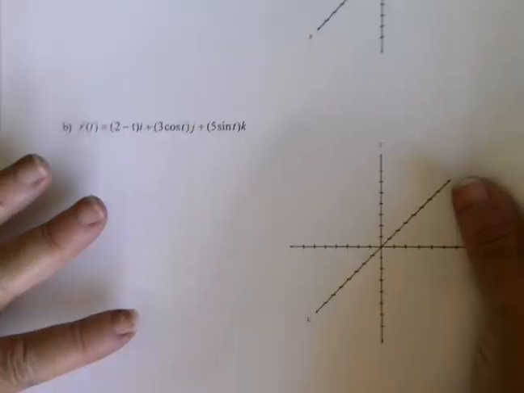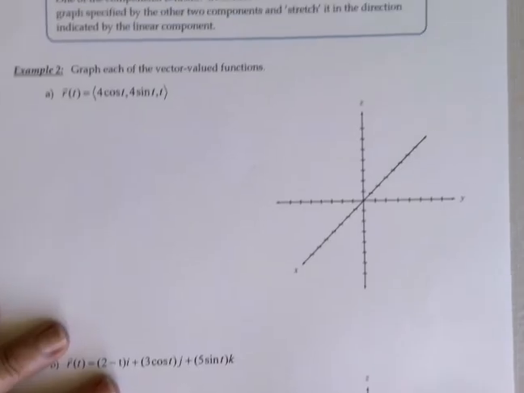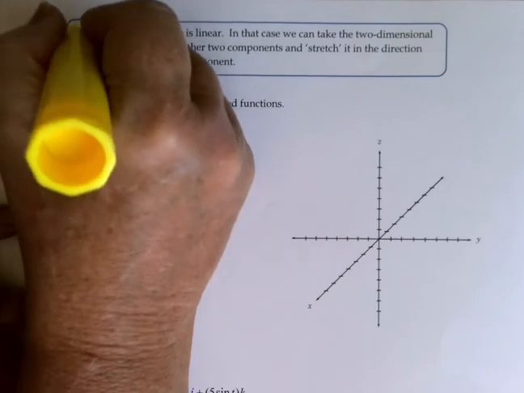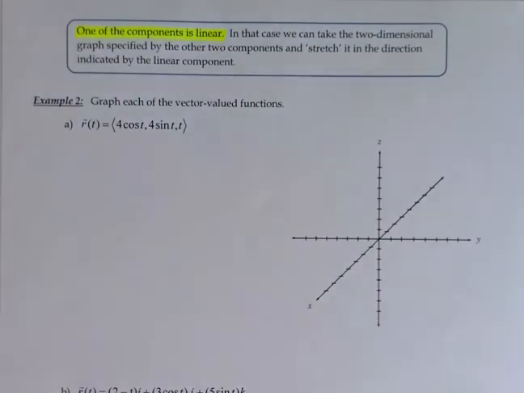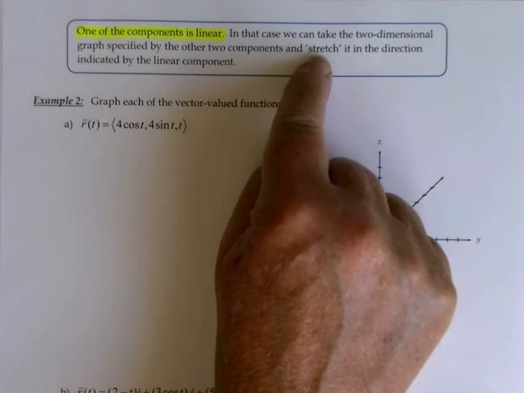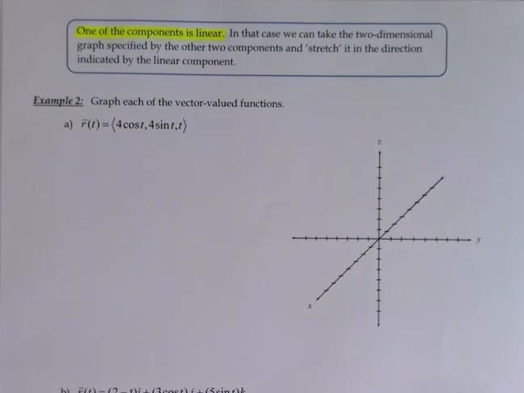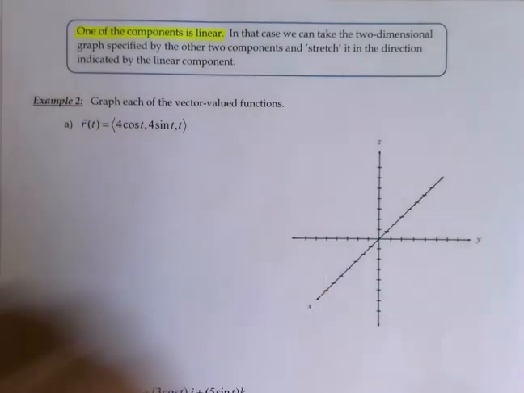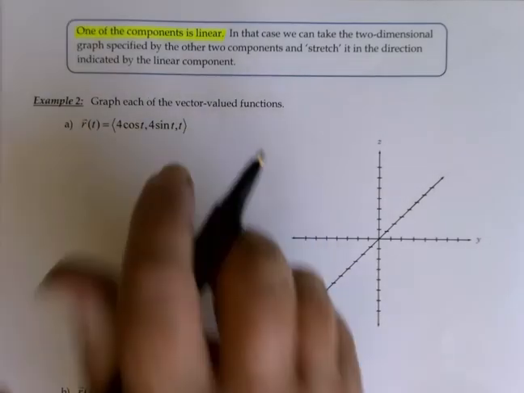All right, there's one other case that I claim we can usually kind of figure out by hand what the graph looks like. And that's the case where one of the components is linear. In that case, once again, we'll look at the other two variables, figure out what that graph would look like, and then as far as the linear piece, we're going to essentially take our graph and stretch it in the direction indicated by the linear component. This will probably be a little bit more clear when we do a couple of examples. So this first one, r is 4 cosine t, 4 sine t, t. Notice the linear component is the z.